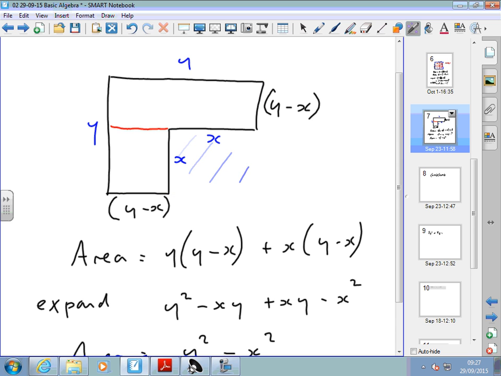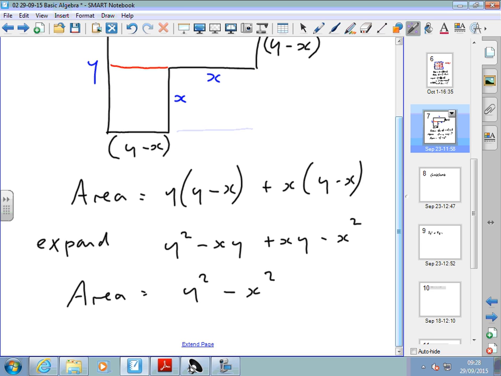You could work out by adding these on. Yes. And did anybody think of doing that at the start? Good. Excellent. And did you end up with y squared minus x squared? Well done. And we've just shown that the other way gives the same answer. So if you did that, excellent. But if you didn't see it, the algebra actually shows you, doesn't it?